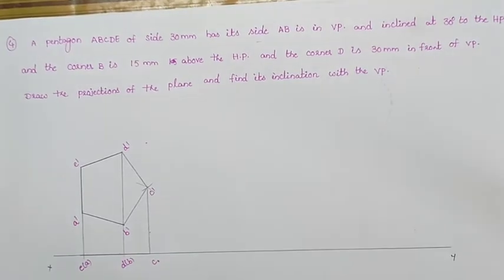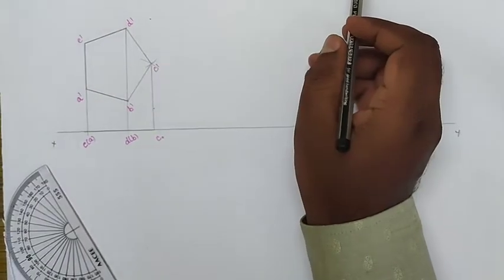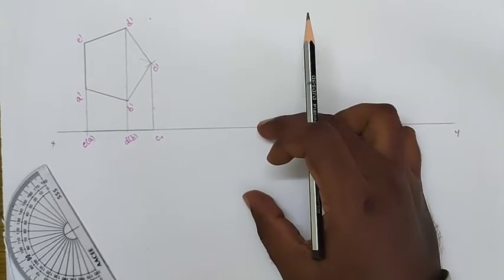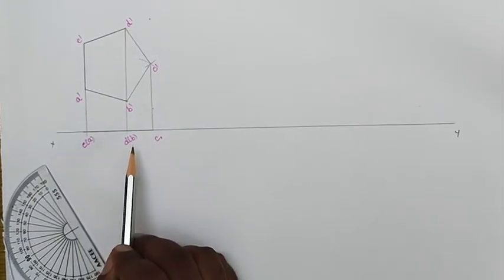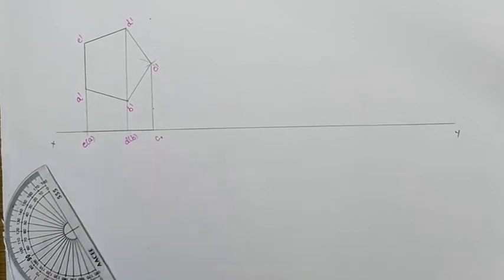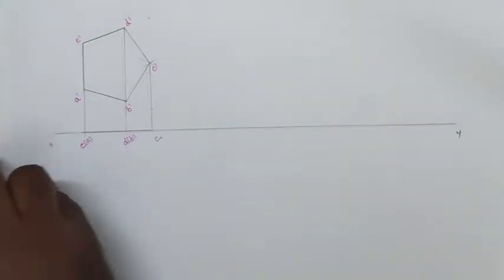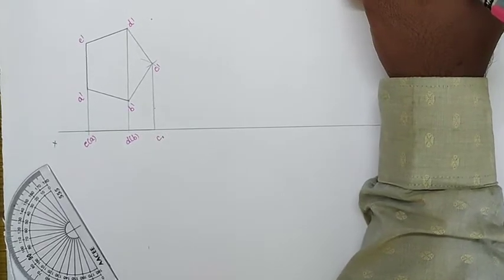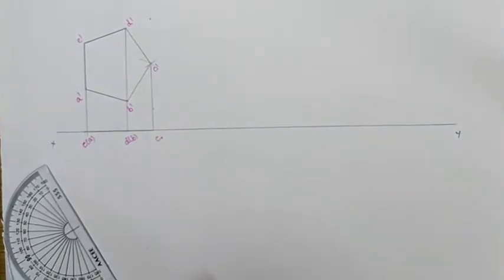Now we will go into the surface inclination position. They are giving that the corner D is 30 mm in front of the VP. First of all we will draw that corner. Here I am taking the corner C, because in the problem I am taking the corner C. So corner C is 30 mm in front of the VP.